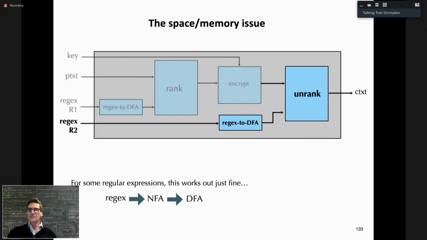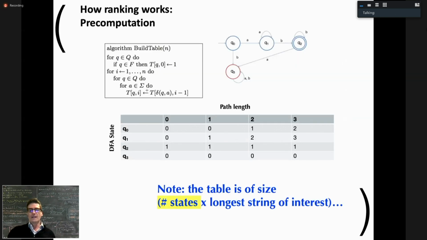For some regular expressions, this works out fine. You start with a regular expression, you convert it to an NFA. There's a relationship between the size of the regular expression in terms of the number of symbols and the size of the NFA in terms of the number of states. And for some regular expressions, you can then go from the NFA to the DFA and keep the number of states the same or close to the same. But I want you to remember this slide where I showed you the pre-computed table for doing ranking and unranking, this pre-computation. And I stressed at that point that the size of this table was linear in the number of states in the DFA.